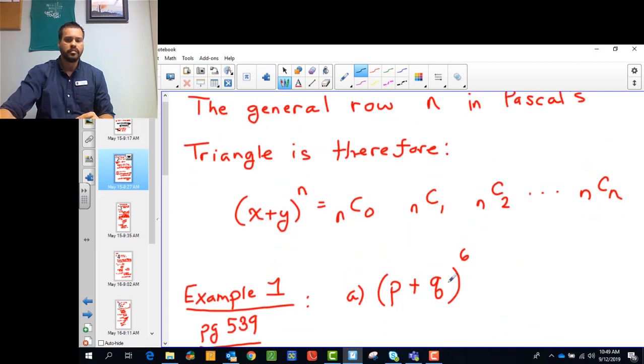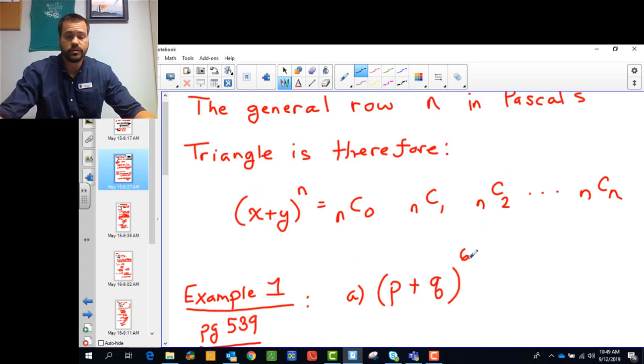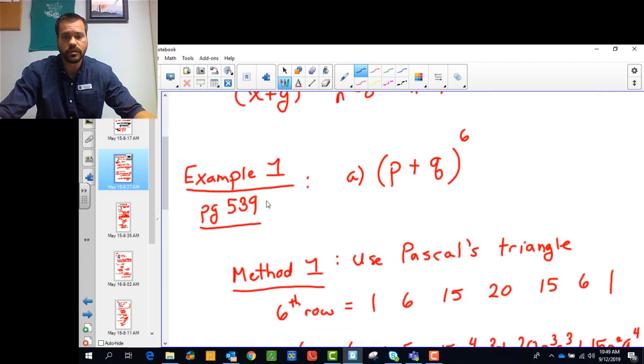So imagine I gave you p plus q to the 6th power, and I said find out what that is. The first way we could do it is to use Pascal's triangle. We just wrote out the 6th row of Pascal's triangle, so we know it's 1, 6, 15, 20, 15, 6, 1. All right, so we could do that.